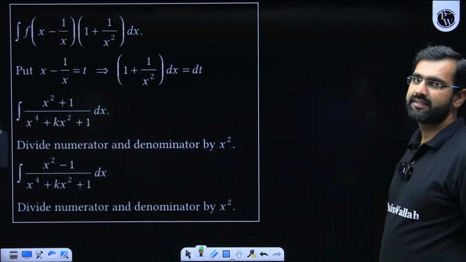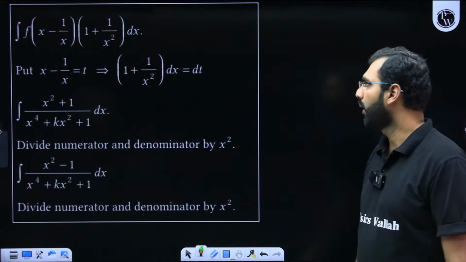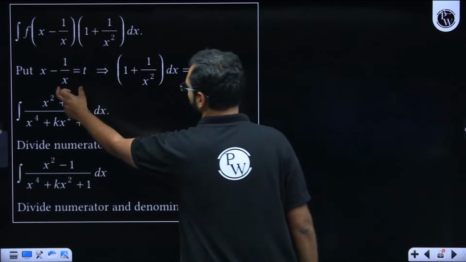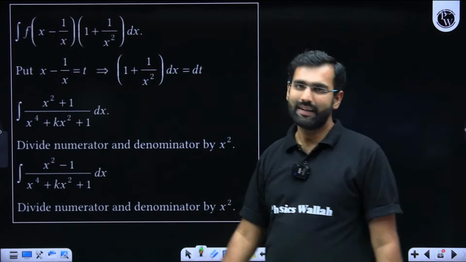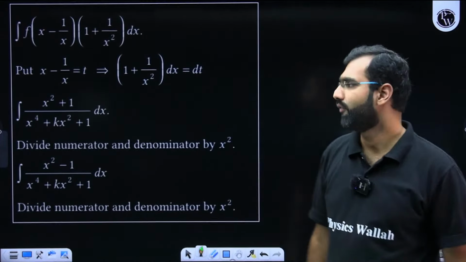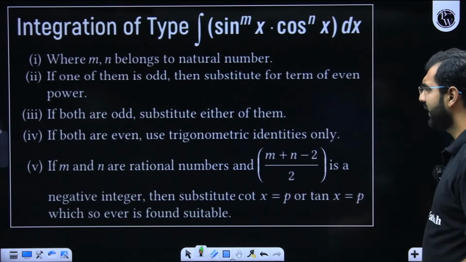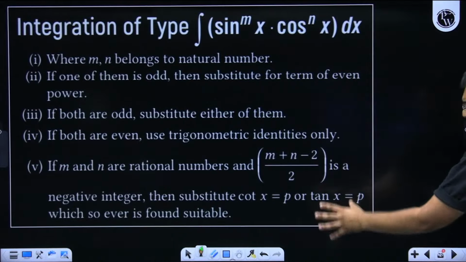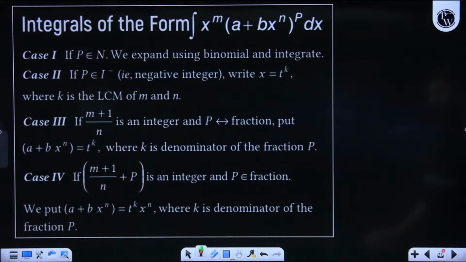This is again a standard substitution where if x minus 1 by x and 1 plus 1 by x square is given, then x minus 1 by x is substituted by t. In that case, 1 plus 1 by x square dx is dt. And again, you find the solution. Everybody with me on this? This again is simple. You just take a screenshot of it, go through it, you will understand it very clearly. Again, the same one, you can go through it by yourself.